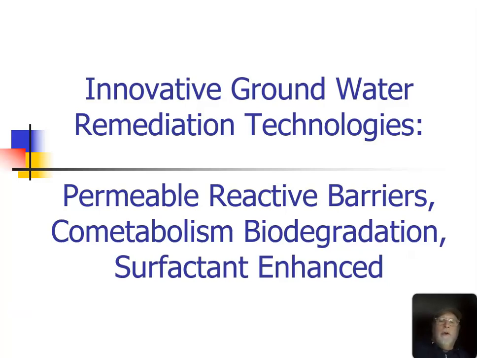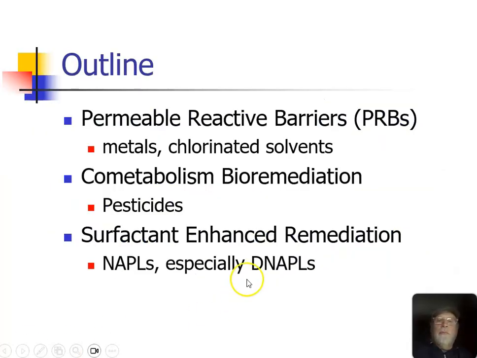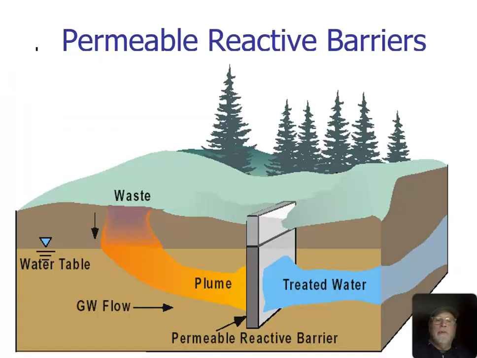In the previous video, we did an overview of remediation technologies. On this one, I want to focus a little more on three specific technologies: permeable reactive barriers, cometabolism biodegradation, and surfactant-enhanced remediation. So the example I'm going to do for permeable reactive barriers was for chromium, a metal, and for chlorinated solvents, a TCE. The cometabolism bioremediation was for a specific isomer of a pesticide that just wasn't biodegrading other ways. And then surfactant-enhanced remediation, I'll talk about using it for NAPLs, especially for DNAPLs.